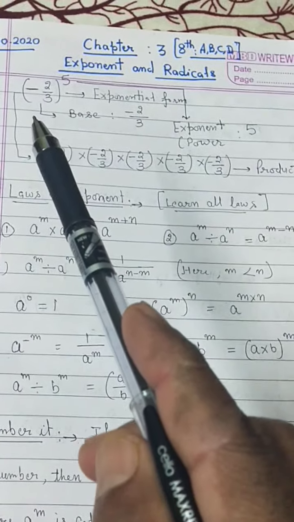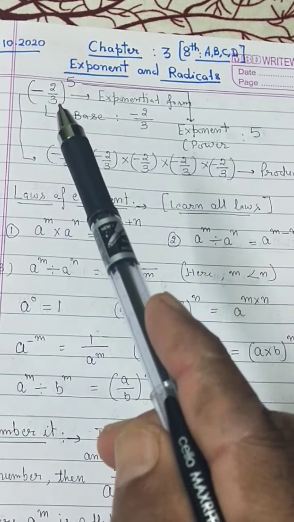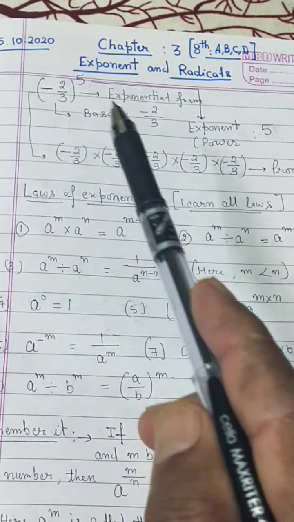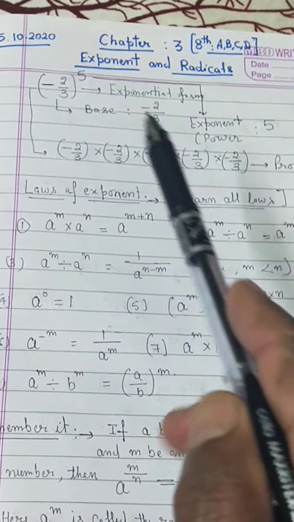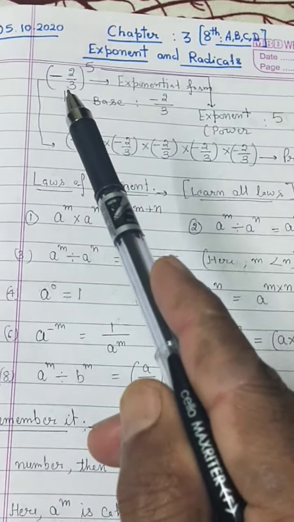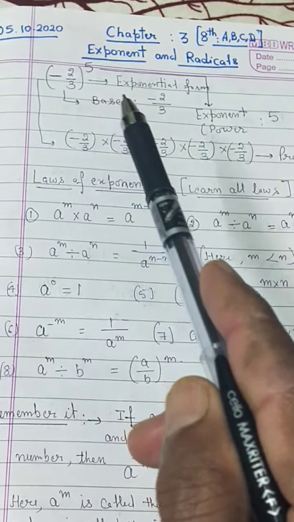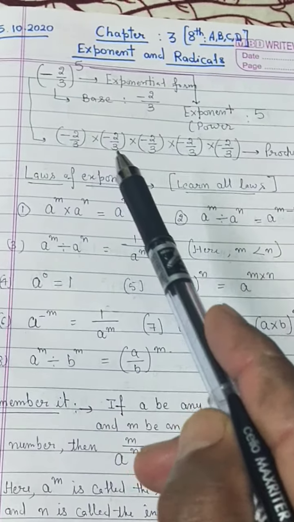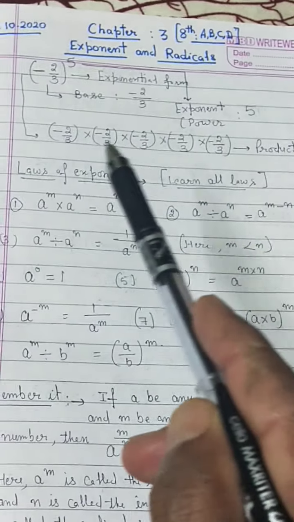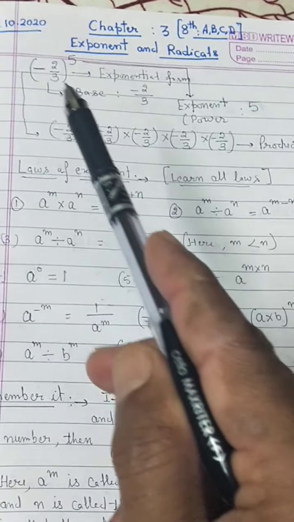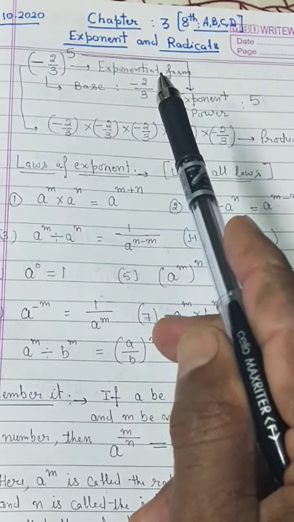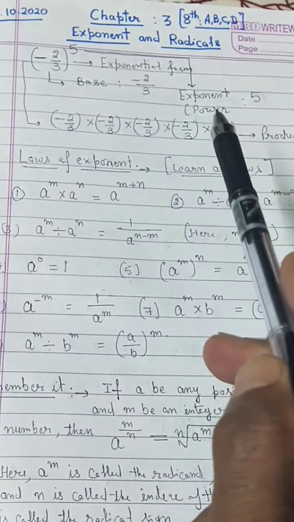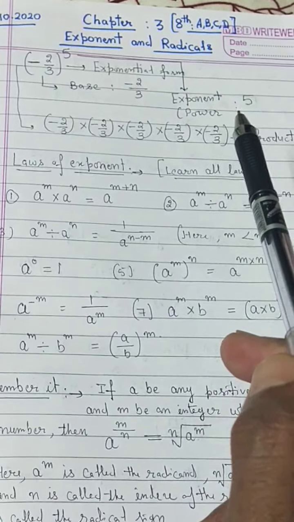This is minus 2 upon 3 whole to the power 5. Here minus 2 upon 3 is your base and 5 is your power. 5 is also called your exponent. This is your exponential form. Minus 2 upon 3 can be written 5 times. This is called your product form, and this one is called your exponential form. Exponent is also called your power. Here base is minus 2 upon 3 and power, or exponent, is 5.